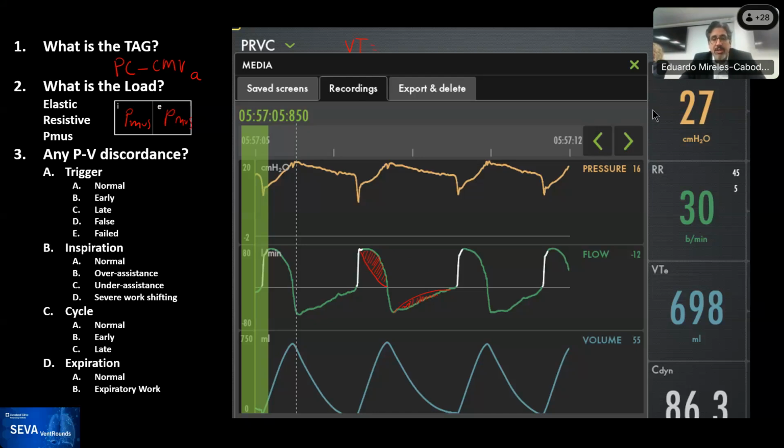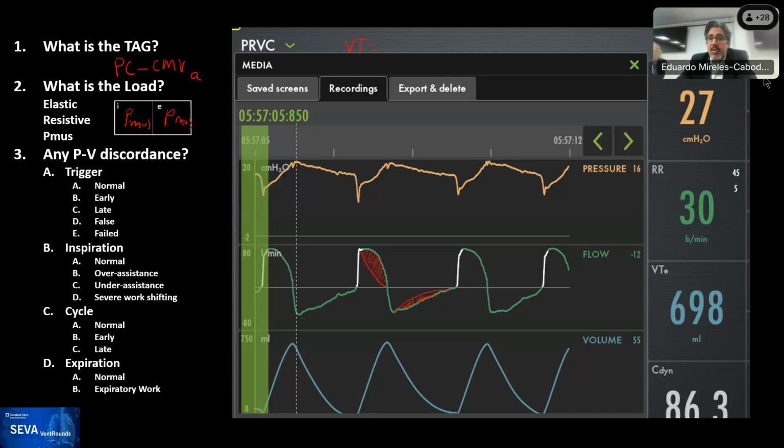Mm-hmm. Right. So let's talk a little bit about the cycle, and this usually creates a little bit of anxiety in the group. How do we think the cycle is? Normal, early, or late? All right, I'm seeing some answers come through.